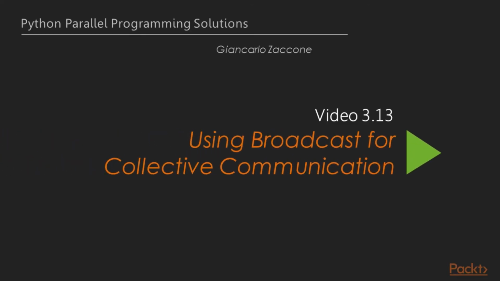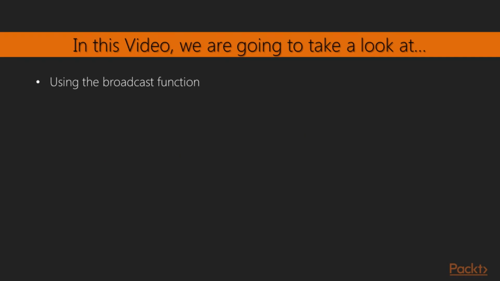In the previous video, we saw how to avoid deadlock problems. In this video, we'll see how to use a broadcast function for collective communication.